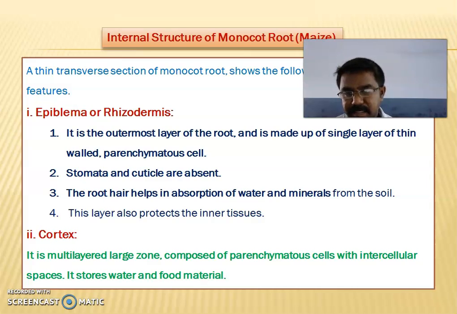Epiblema layer. Next, cortex. It is a multi-layered large zone composed of parenchymatous cells with intercellular spaces. It stores water and food materials. The cortex region stores water and food materials.